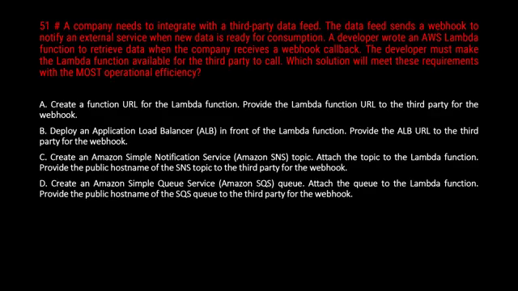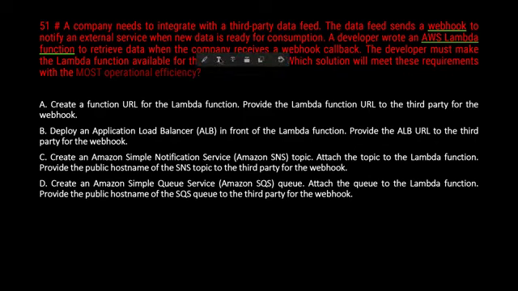We are on question number 51. A company needs to integrate with a third-party data feed. The data feed sends a webhook to notify an external service when new data is ready for consumption. A developer wrote an AWS Lambda function to retrieve data when the company receives a webhook callback. The developer must make the Lambda function available for the third party to call. Which solution will meet these requirements with the most operational efficiency?